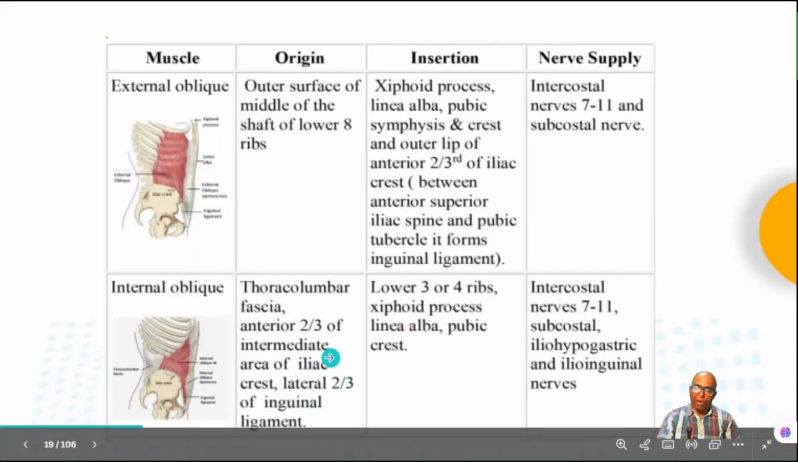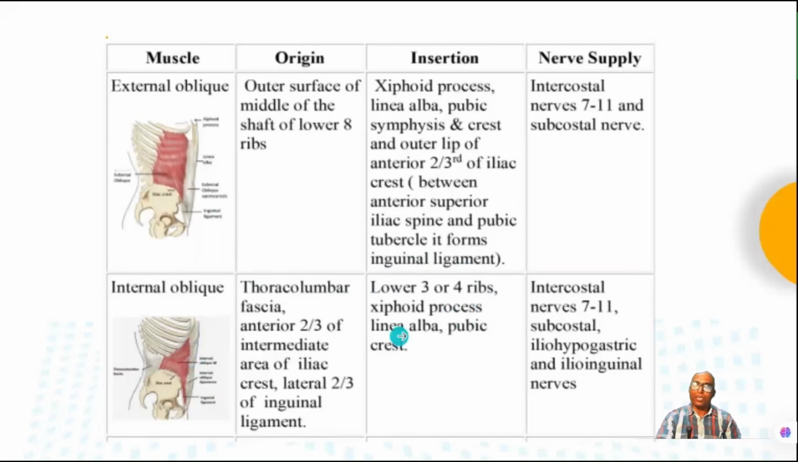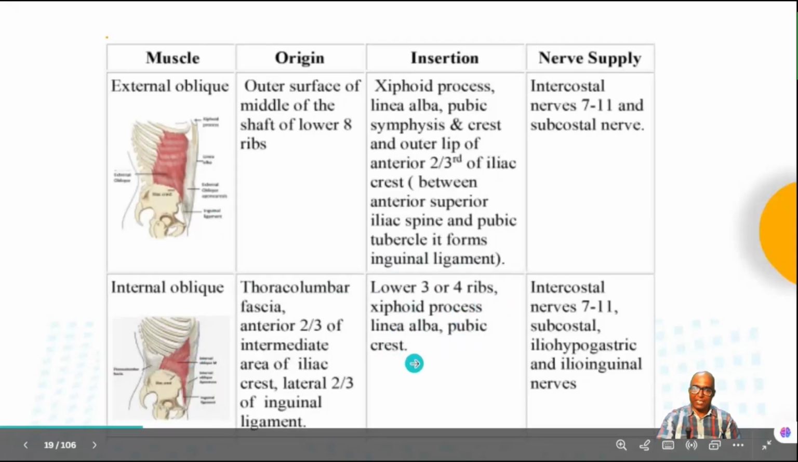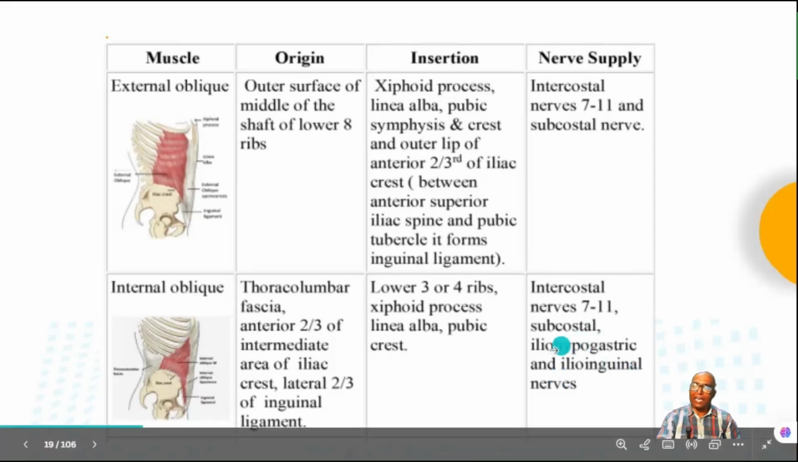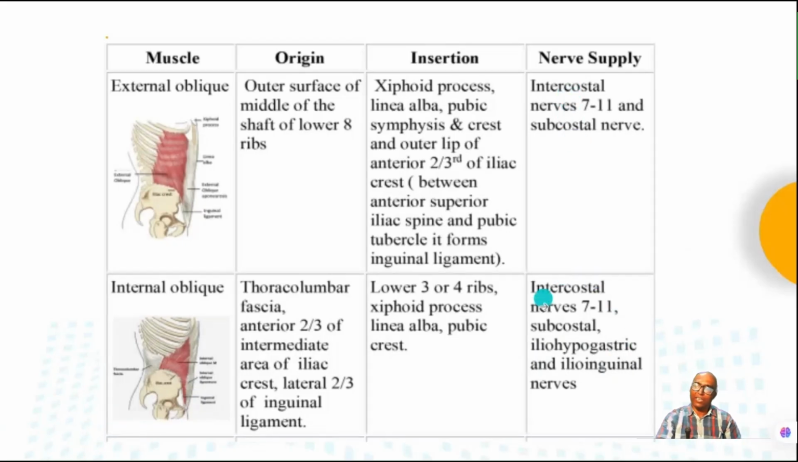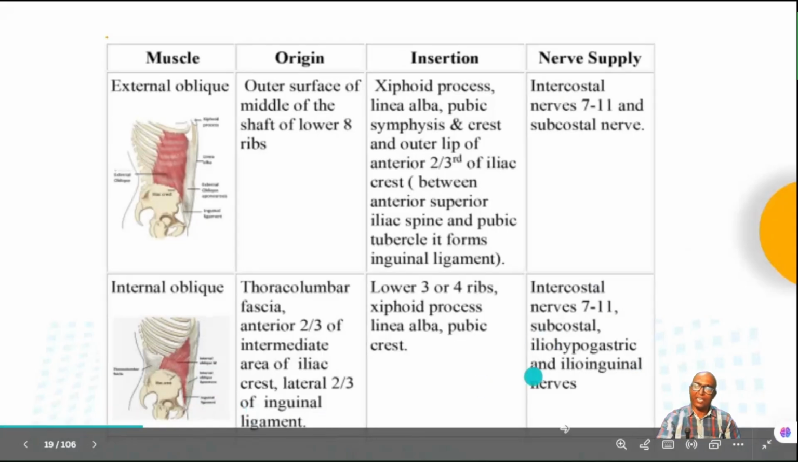And out of that, the lateral 2/3 of the inguinal ligament will also give origin to this internal oblique. It is inserted over the lower 3 to 4 ribs, xiphoid process, linea alba, and pubic crest. The nerve supply is intercostal nerves 7 to 11, subcostal, iliohypogastric, and ilioinguinal nerves. This muscle is going down below, so you have additional iliohypogastric and ilioinguinal nerves. Here only the subcostal and intercostal were there. So here you have intercostal, subcostal plus iliohypogastric and ilioinguinal nerve.